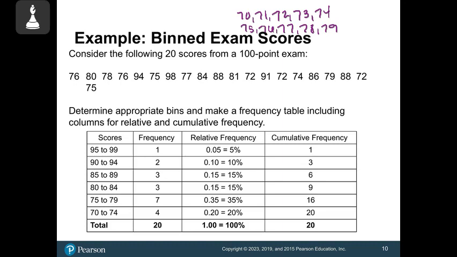And then what you do is you count how many values are in that group. So anything 70, 71, 72, 73, 74 is going to be counted here, and anything that's 85, 89 is going to be counted up here. And then we get our frequencies. All of these summed together should make our total of 20. We can then find our relative frequencies as well as our cumulative frequencies.